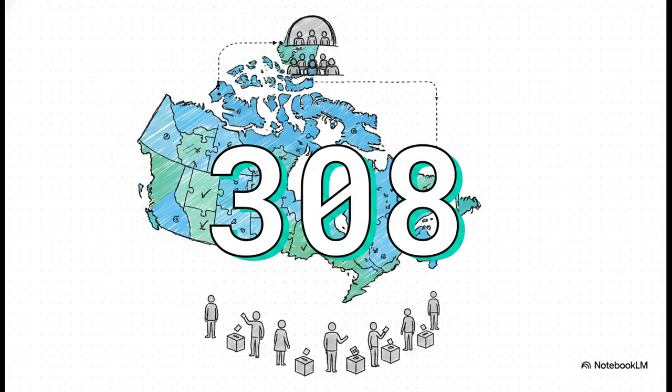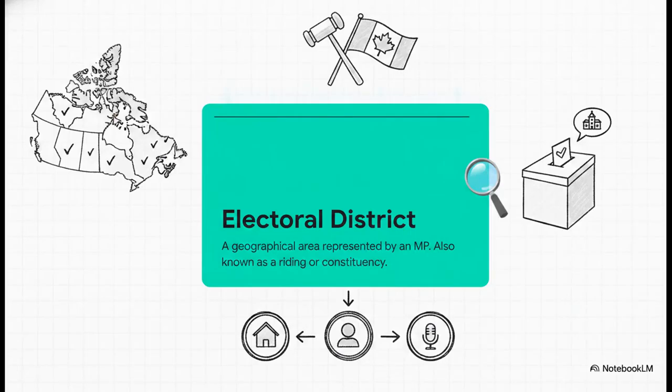That means during a federal election, there are 308 seats up for grabs, and the citizens in each individual district are voting to choose who will represent their specific area in Ottawa. So, an electoral district is a geographical area represented by a member of Parliament.